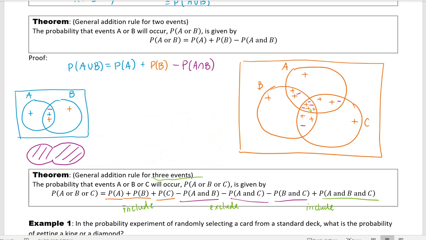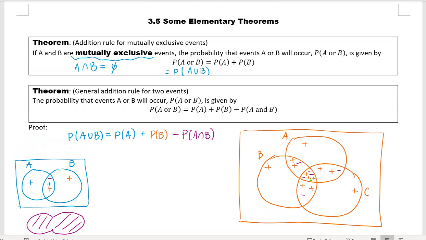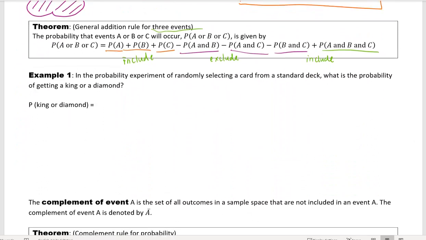Okay, and notice that the addition rule for mutually exclusive events is like a corollary of the general rule, because if A and B are disjoint, then the probability of A and B is 0. That's why this term is gone. Alright, let's continue.